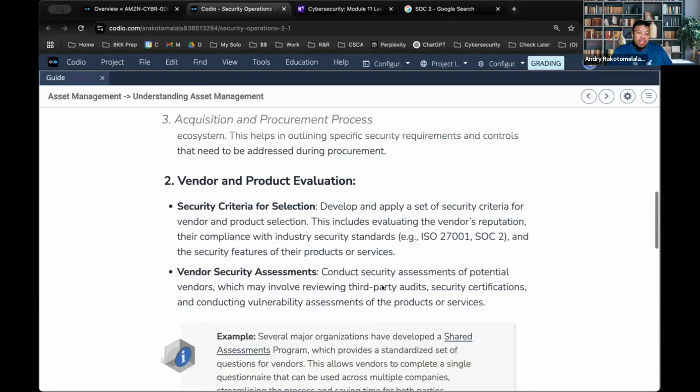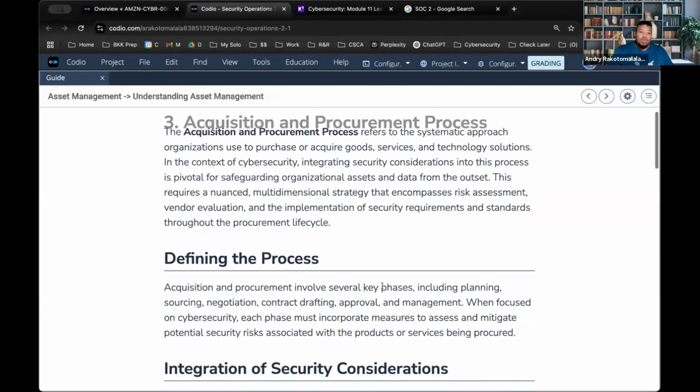So this is the entire process when it comes to the acquisition and procurement of a new vendor.